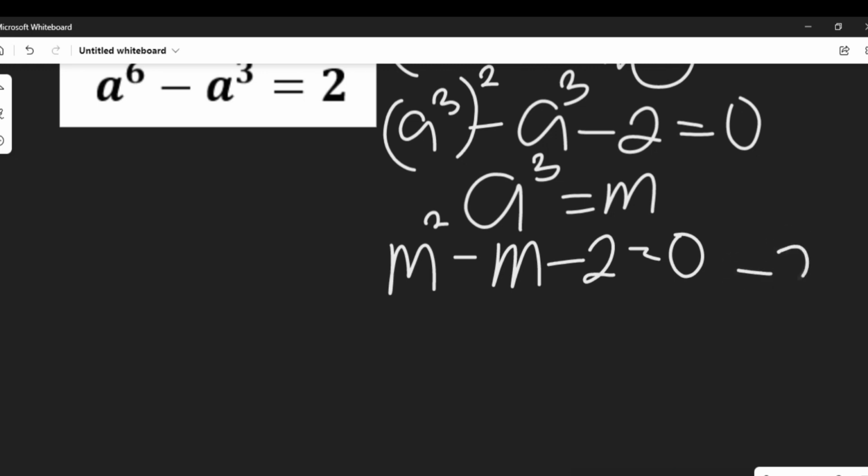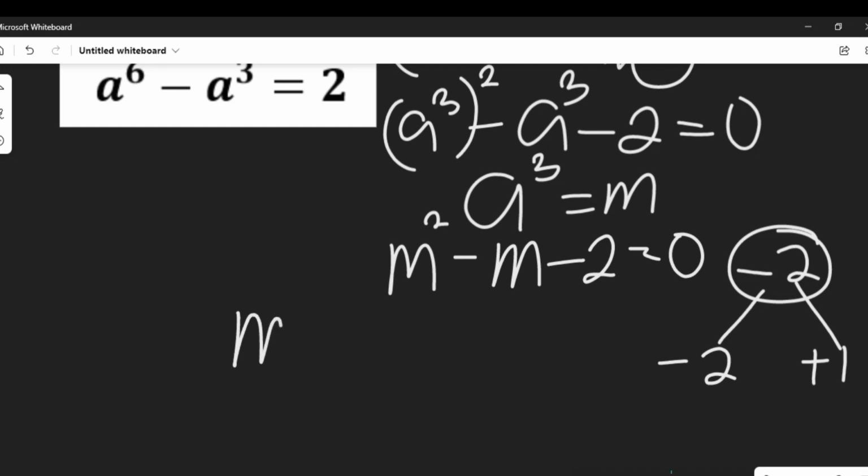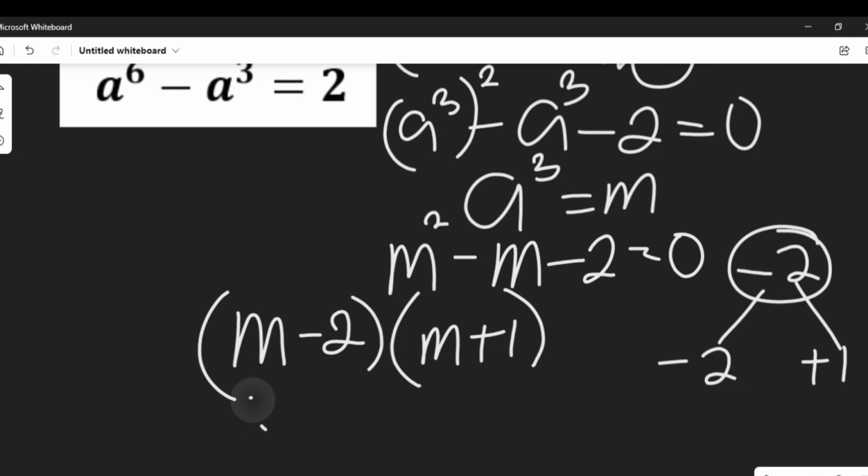So we're going to look for two factors that will give us minus 2, and those two factors are minus 2 and plus 1. Minus 2 times plus 1 will give us minus 2. So we're going to apply that here. We'll have m minus 2 as a solution, and then we'll have m plus 1 as a solution. So our m will be equal to 2 and our m will be equal to minus 1.